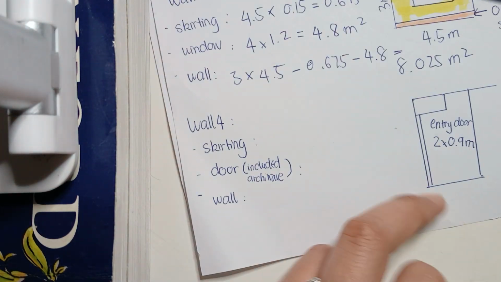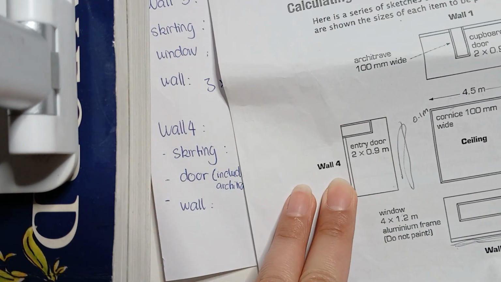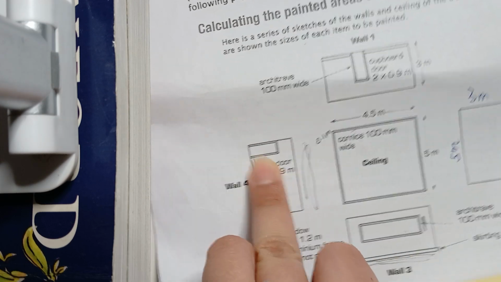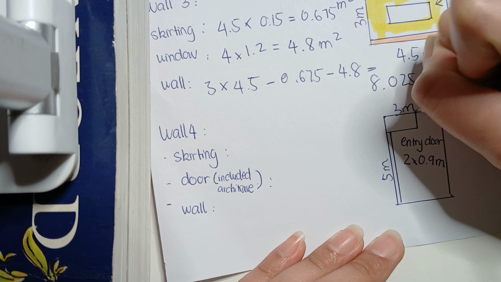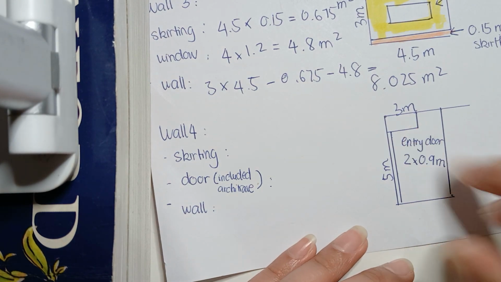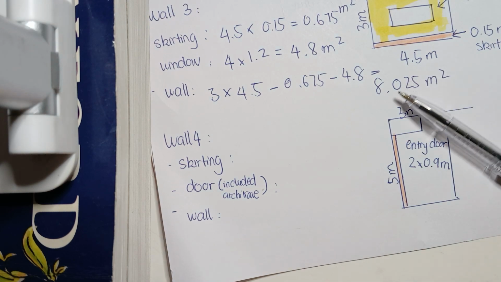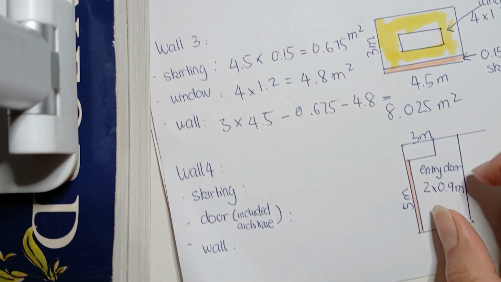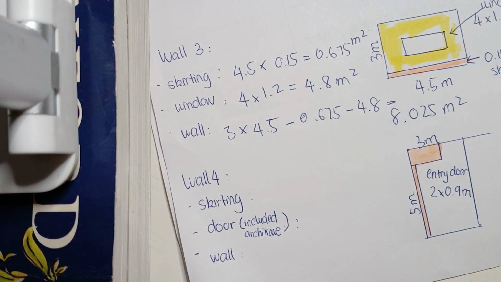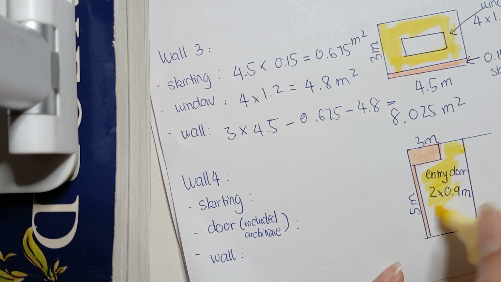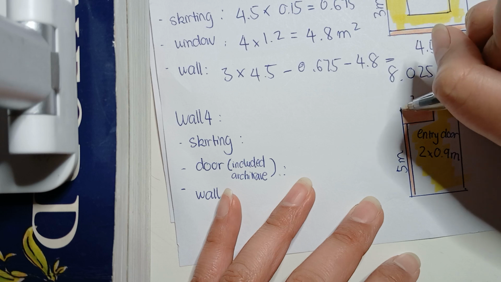Skirting. So first thing first, I have to label. So wall 4 would be 5 meter, 5 meter, and 3 meter on the side. Entry door's area is already given. Labeling skirting, orange. So for skirting, I have entry door, which is also the same color as skirting. And we have the wall area. Okay, right, let's just work on it. Skirting is the easiest one. However, look at this one here.